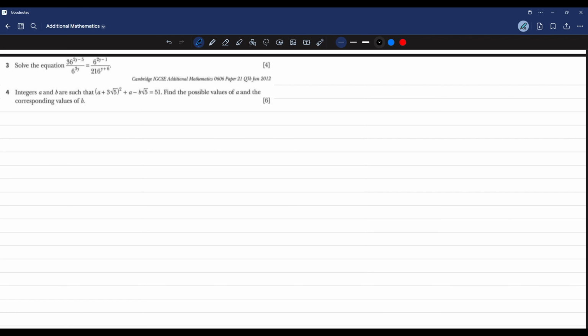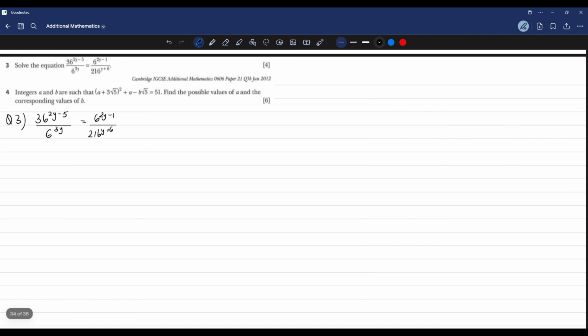Okay, for question number 3, we have 36 raised to the power 2y minus 5 divided by 6 raised to the power 3y is equal to 6 raised to the power 2y minus 1 divided by 216 raised to the power y plus 6. Now, as I write this, I already know that the simplest base I could get out of this is 6. So we are going to take into consideration 6 as the simplest base term.